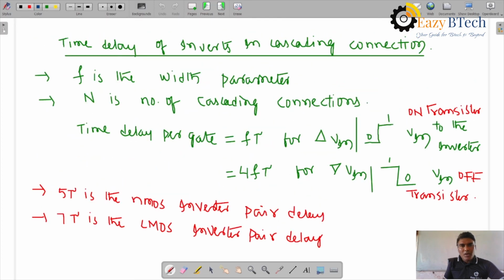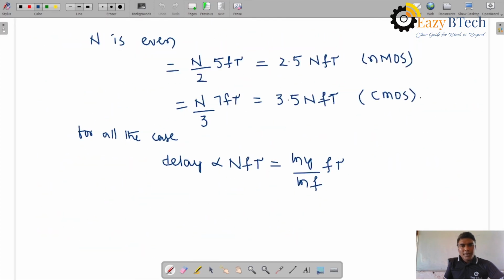This is about driving large capacitive loads. Driving large capacitive loads should be maintained by increasing the width and reducing the resistance. With each cascading connection of inverters it is possible to reduce the resistance. We also saw the time delay calculations for the NMOS inverter, the CMOS inverter, and the total time delay.